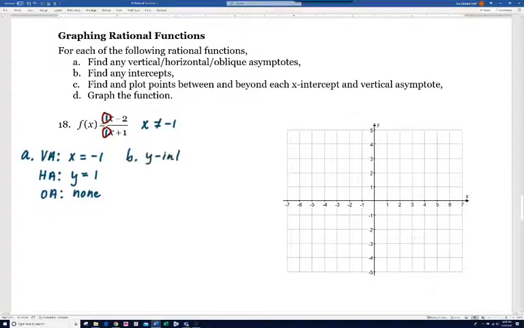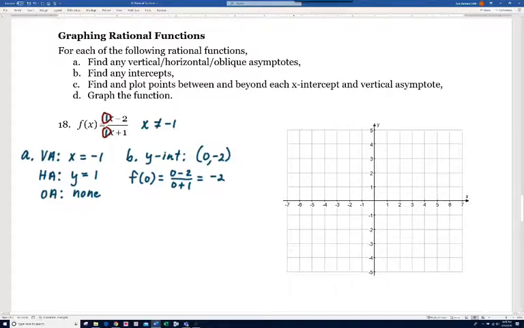All right, let's move on to part B and find the y-intercept. So we need to find f of 0. Well, when we plug in 0 here, we're going to get -2. And so (0, -2) is our y-intercept.